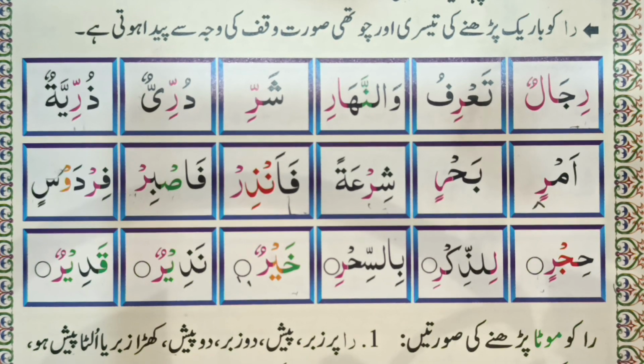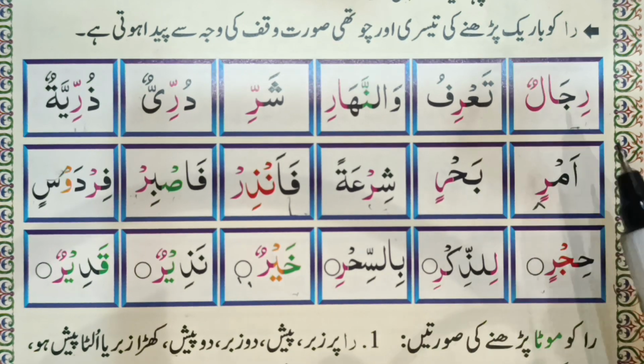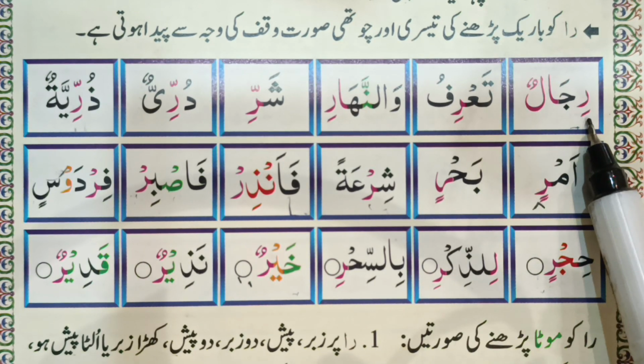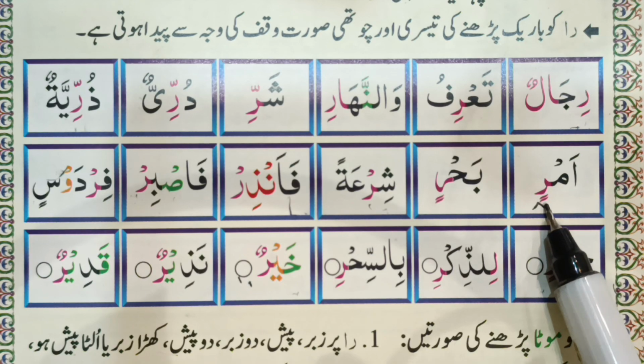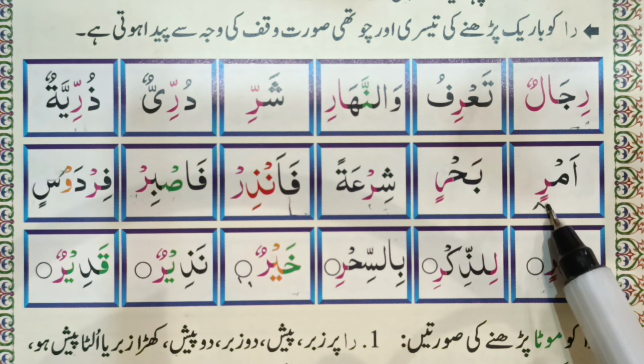Okay, the first rule for the raa letter is: whenever you see the raa has a zir under it, or if the raa has two zirs under it, then you will pronounce the raa as a thin sound. Remember, the first rule is when raa has a zir under it or two zirs under it, then you will make a thin sound.